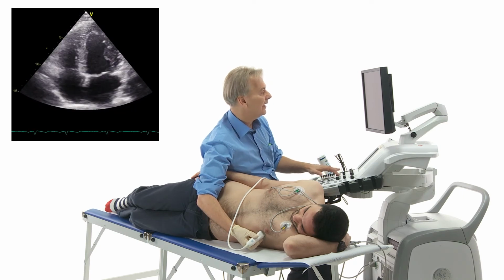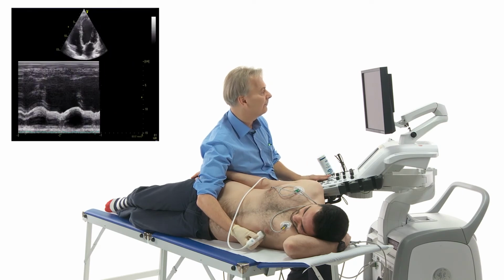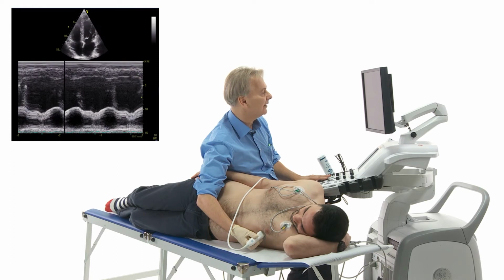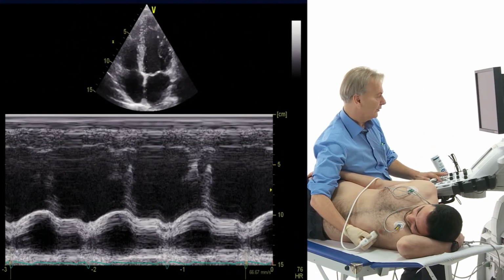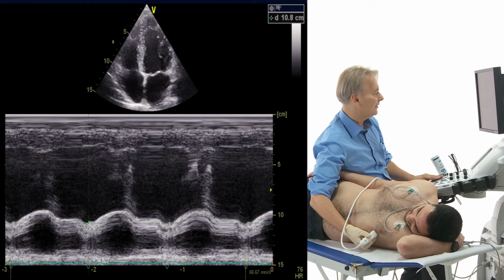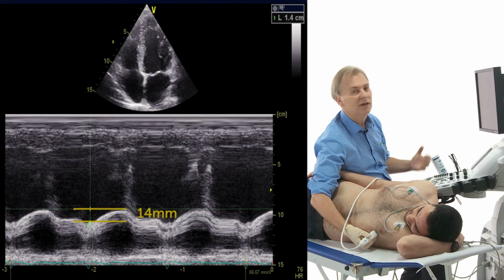So you place the M-mode here at the medial part of the mitral annulus, right at the base of the mitral leaflet, then you simply freeze the image. What you get here, you get the excursion of this annulus between diastole and systole, and then you simply measure the distance from the base to the tip right here. We get a value of around 14, which is completely normal.